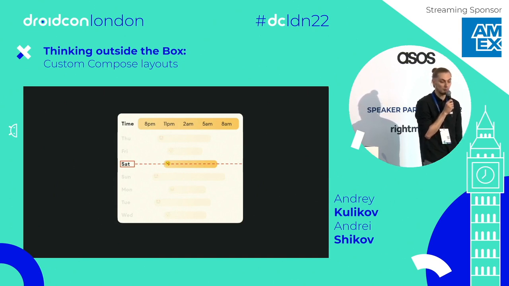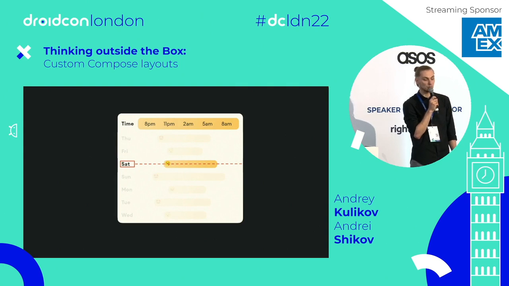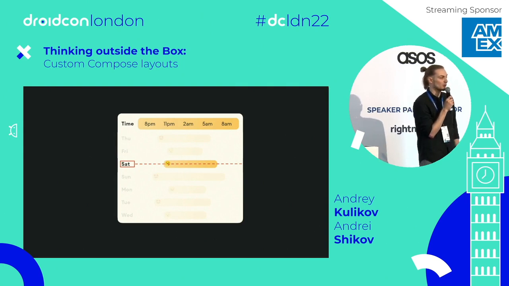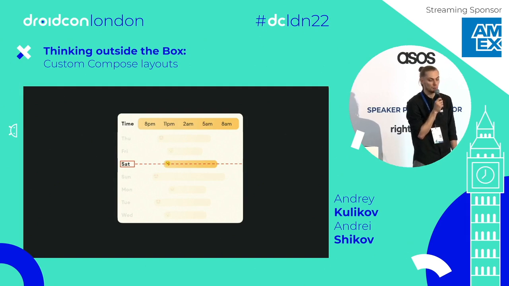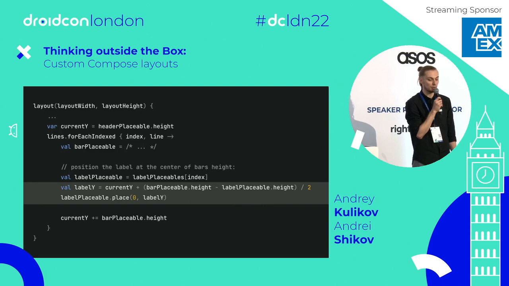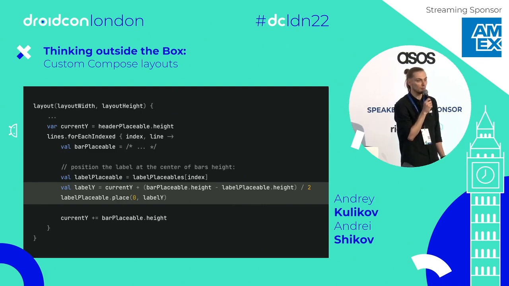And here for the placement of the label, the labels are expected to be smaller than the bar itself, and we decided that it would be nice to center them vertically, basically aligned to the center of the bar. That's simple to calculate when we have the heights of both of the placeables.